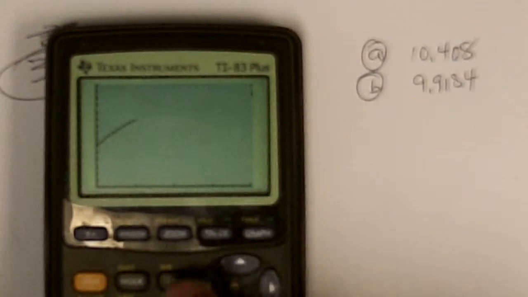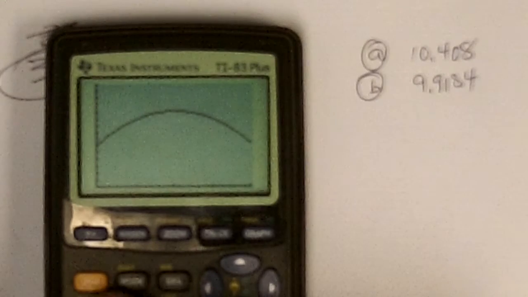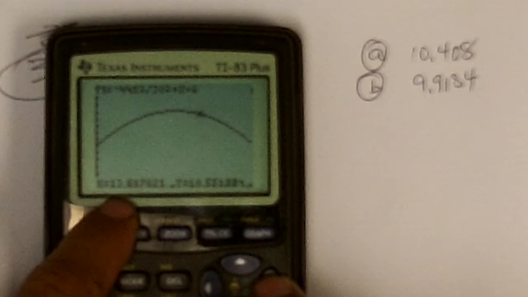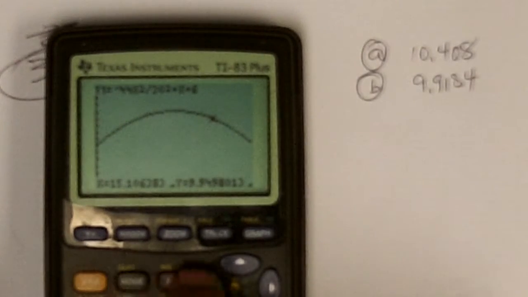Graph. I can do the graph. You notice it's higher here. And I could trace and see what it is. Let's trace and get out to 15 feet. 12, 13, 14, 15 feet. It's at 9.9, not quite enough.